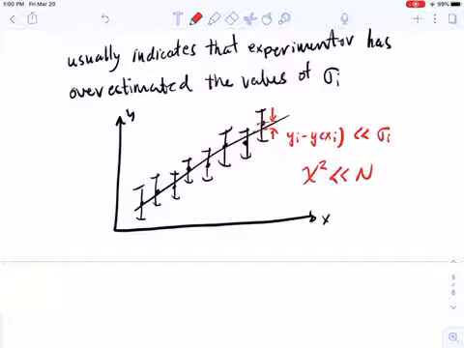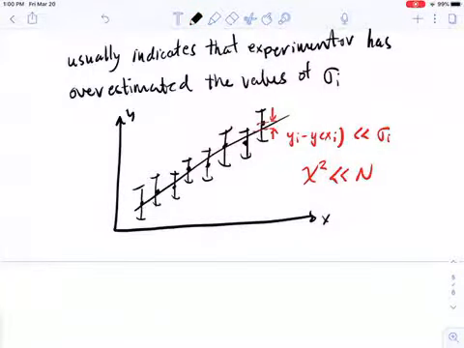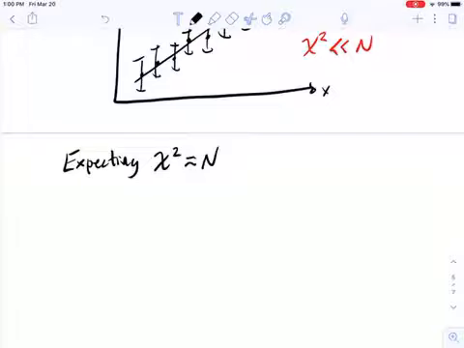Okay, so the last thing I want to do in this video is I just want to refine that discussion just a little bit. Okay, so expecting chi-squared is about equal to n, assuming you've made good estimates of your uncertainties and you have a model that properly captures the features of the data. So expecting chi-squared equal to n is correct when we have n large.